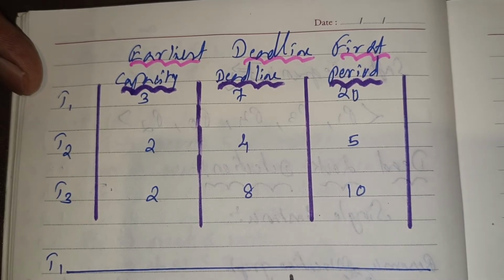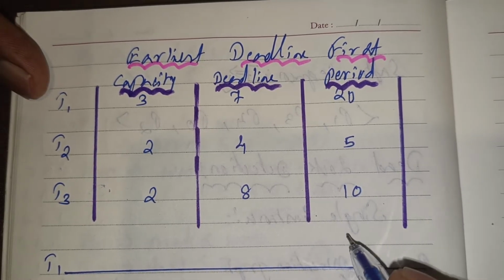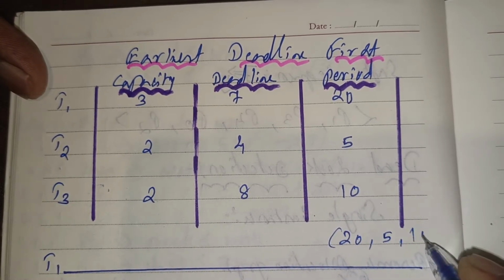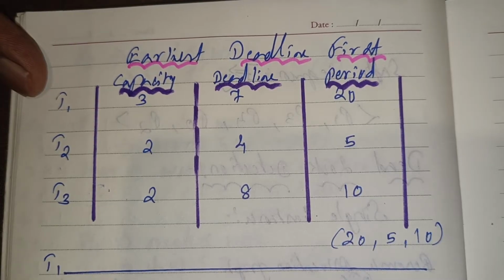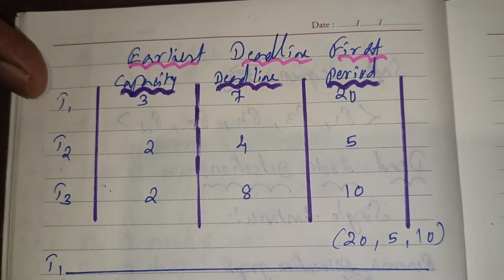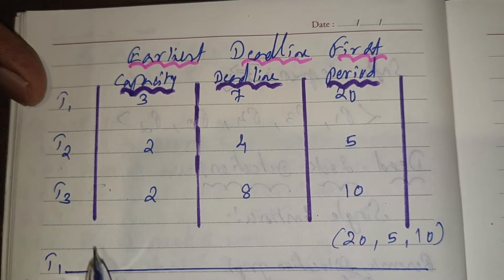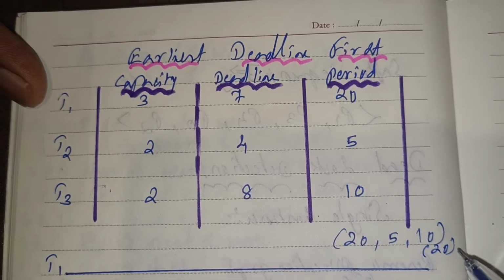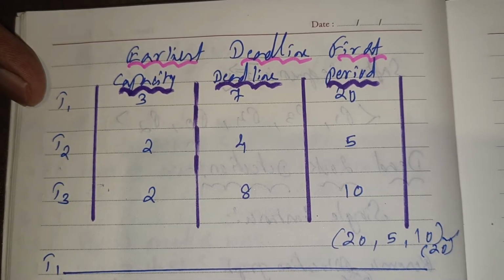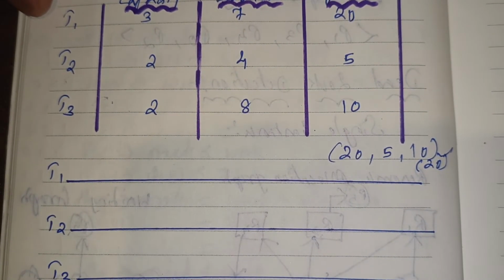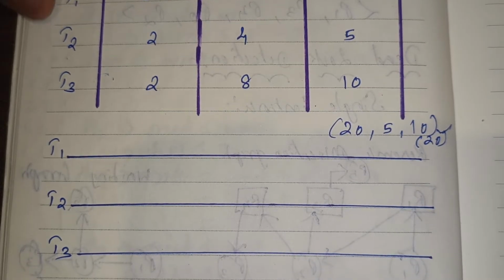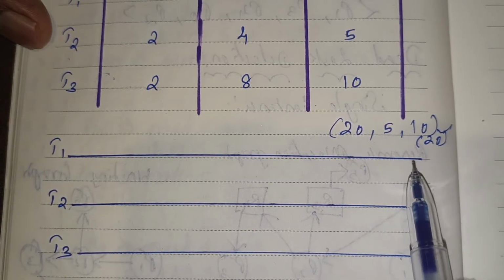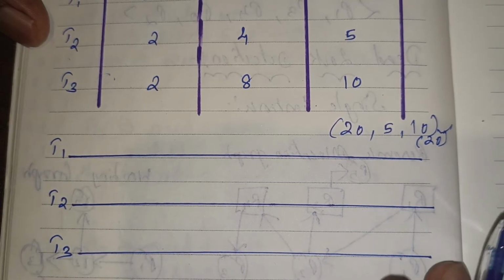So here, we are going to take the periods: 20, 5, and 10. If you take the LCM of the periods of T1, T2, and T3 respectively, we get a maximum of 20. So let's take the period of 20. I have drawn three different lines here, vertical lines, which represent the period of execution. T1 executes with a period of 20.